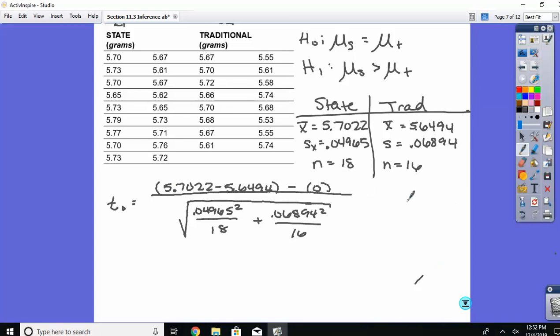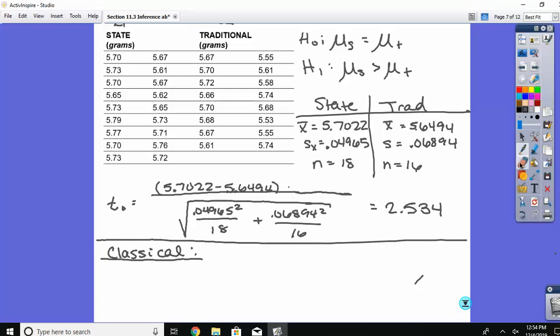You really just need parentheses around the top and then the square root on the bottom. I get a t value of 2.53. We would have our different approaches. The classical approach, which I like to show you just for your reference, but that's not the approach I will ever ask you to do on the test. If I went to classical, what this t value means. We were testing if we were greater than that, right?